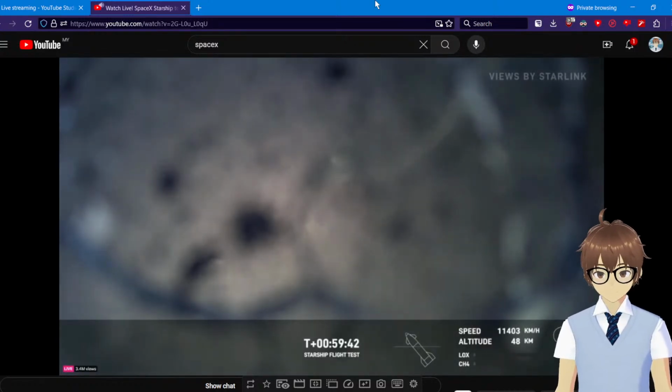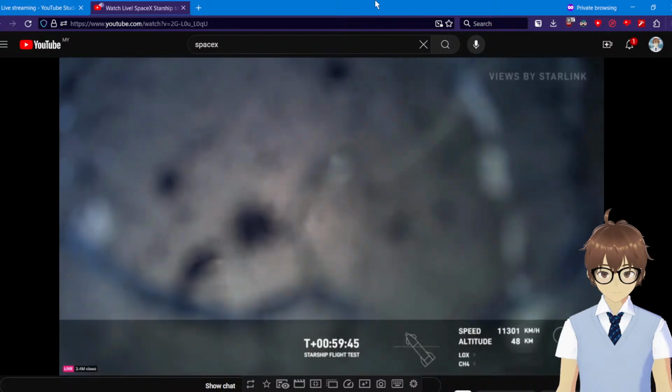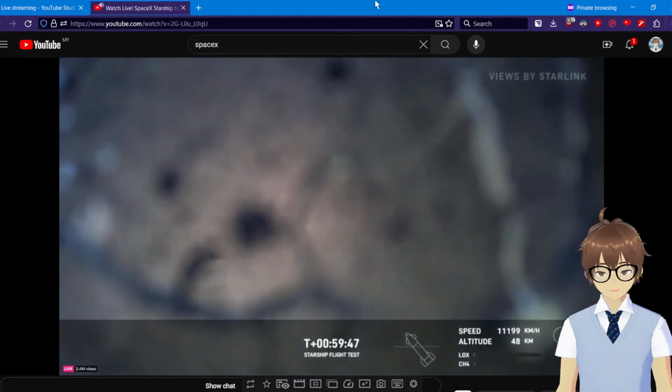I'm honestly impressed that we're still getting this live view despite how much debris is coming off of this flap right now.